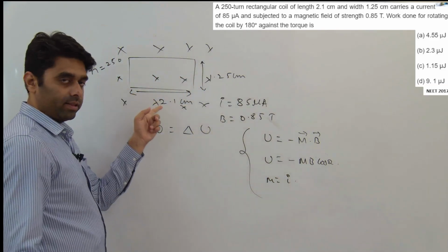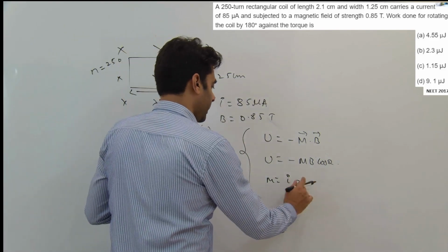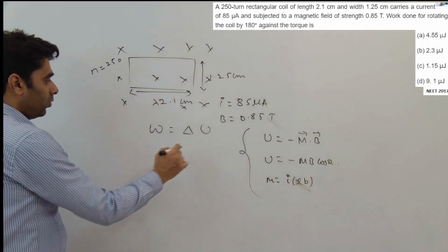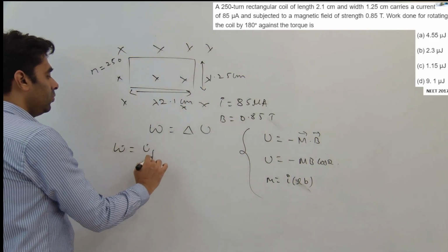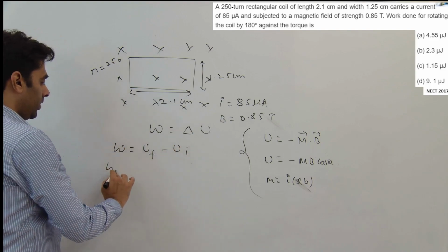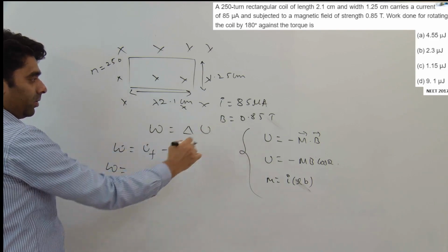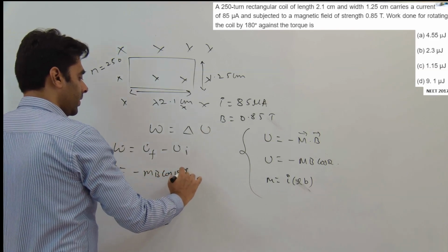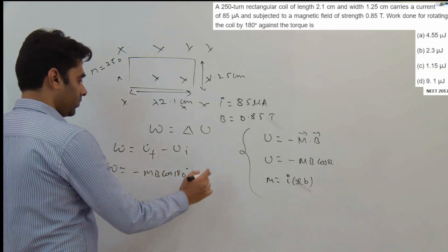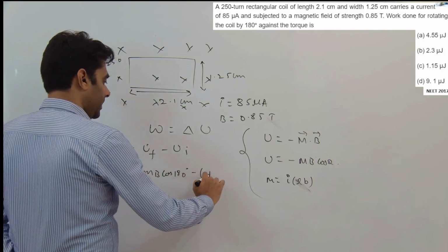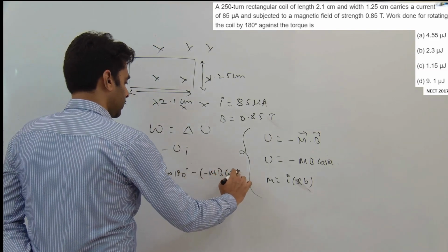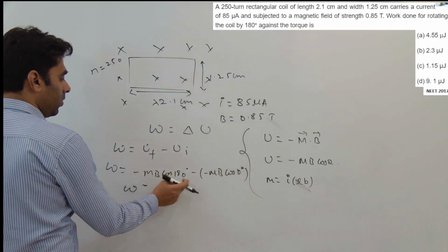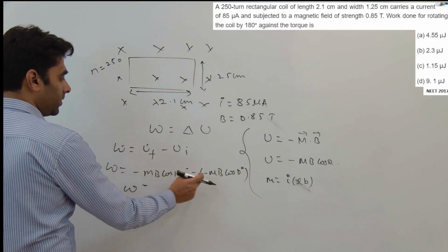Area over here is length into breadth, so I am writing L into B. Let us see. Work done will be U final minus U initial. It will come out to be minus MB cos 180 minus, minus MB cos 0, right? Minus MB cos 180 is minus 1, so minus minus plus.